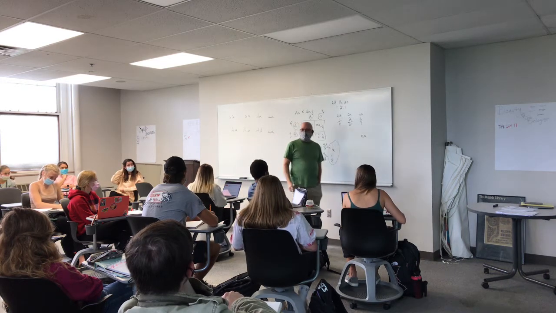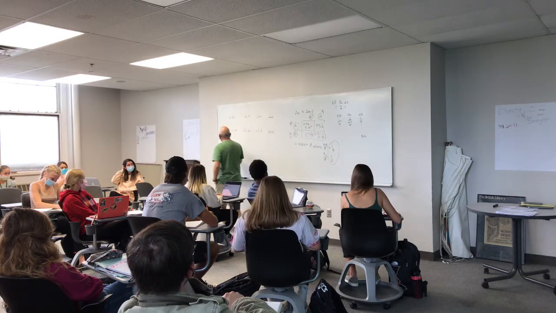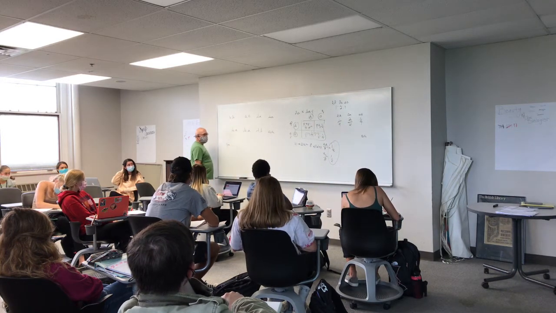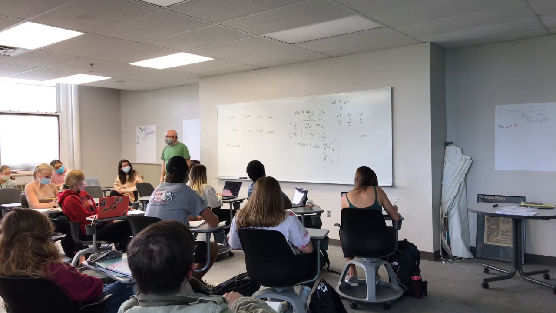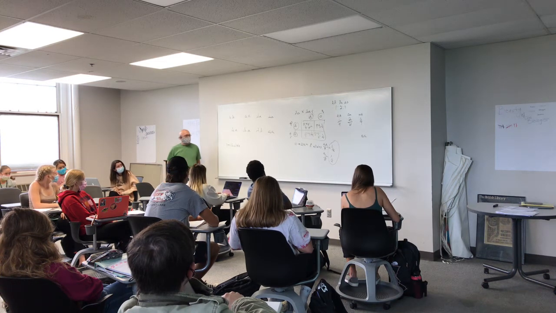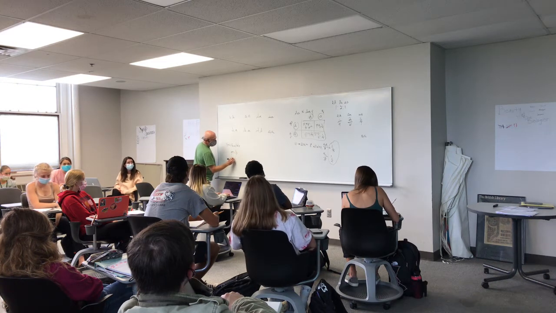How many individuals in this population? 8 individuals. They're all diploids, so how many alleles do we have? 16 alleles. How many of these alleles are the dominant allele? 8. So P is 1/2, Q is 1/2.